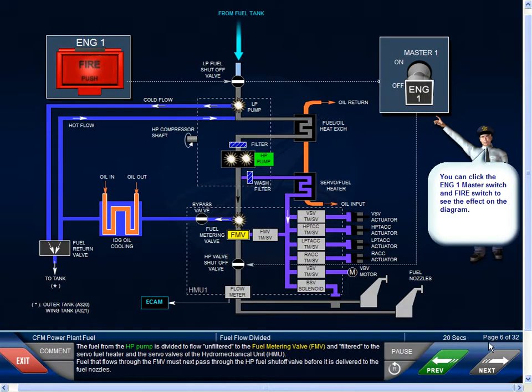The fuel from the high-pressure pump is divided to flow unfiltered to the fuel metering valve, or FMV, and filtered to the servo fuel heater and the servo valves of the hydromechanical unit, or HMU. Fuel that flows through the FMV must next pass through the high-pressure fuel shutoff valve before it is delivered to the fuel nozzles.